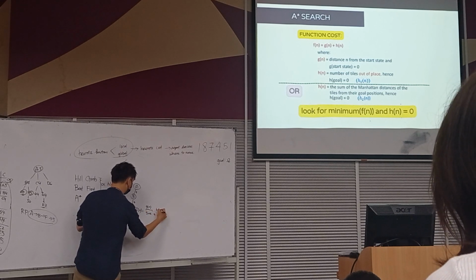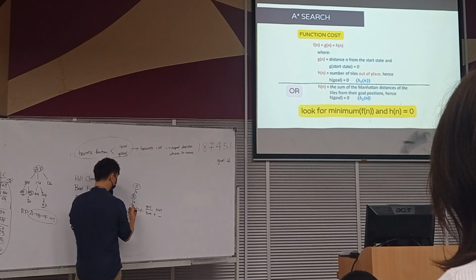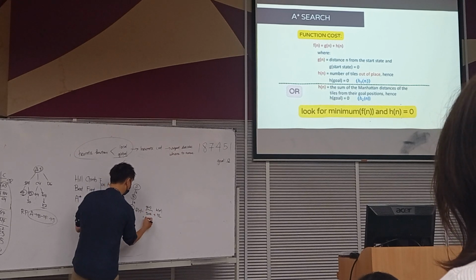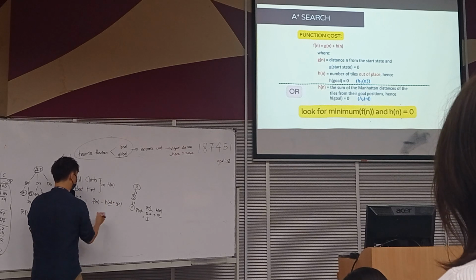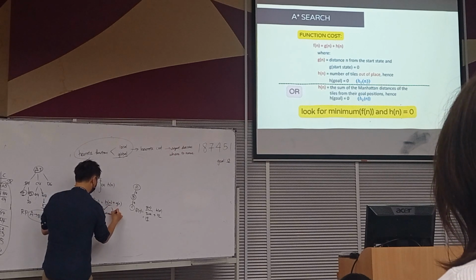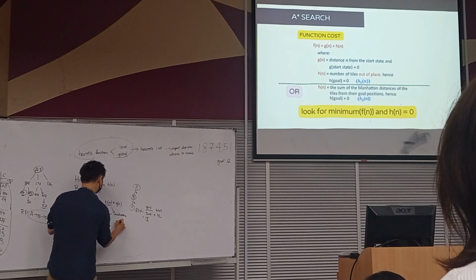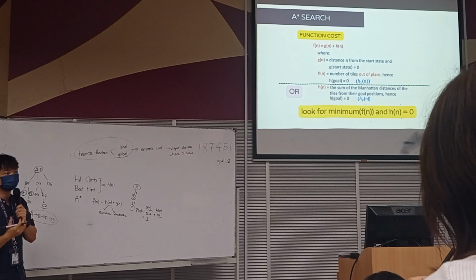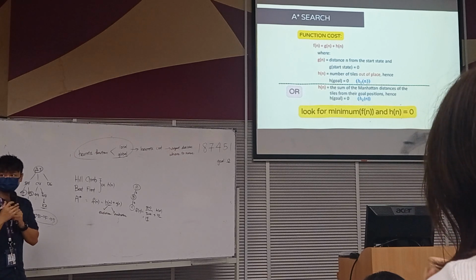Plus the Hn. Normally Hn will be given. Let's say the Hn for C is equal to 10, then the Fn for this case will be 19. Hn will be given, it could be Euclidean distance, it could be Manhattan distance, and other heuristic functions that you have seen earlier. Calculate long tail, calculate correct tail, they are all heuristic functions. It's what you have learned just now.